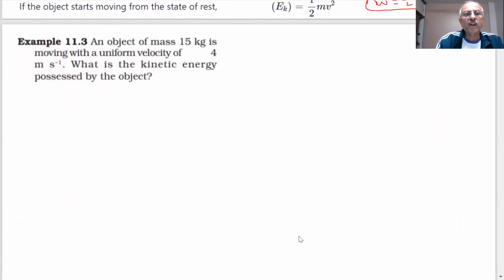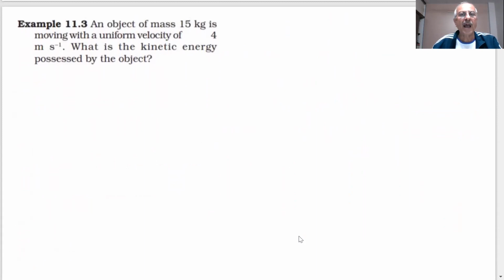Another top question is coming, students. An object of mass 15 kg is moving with a uniform velocity of 4 meters per second. What is the kinetic energy possessed by the object? You have 2 minutes to answer the question, students. Sir, 120 joules.